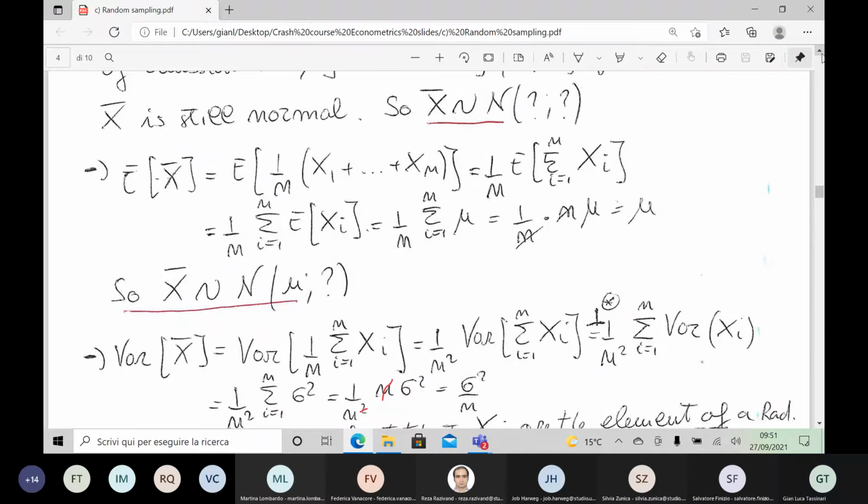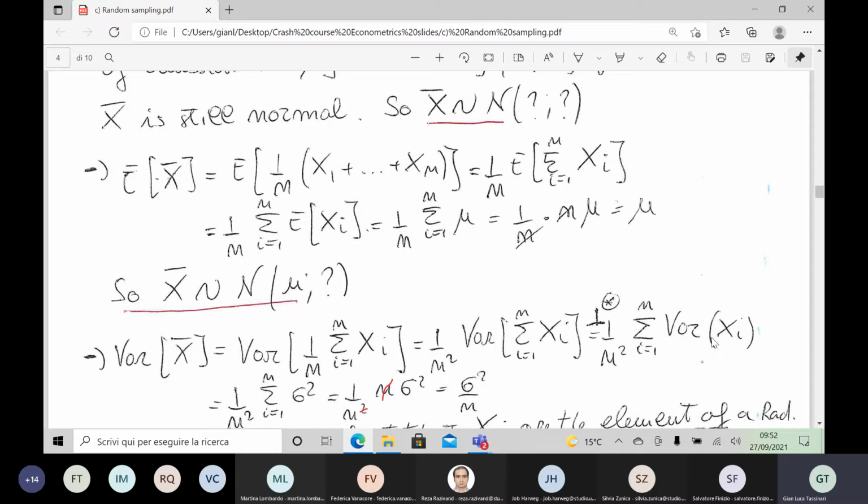However, what kind of random variables are the xi? The capital Xi are the elements of a random sample. By definition, they are independent. So since the xi are independent, we know that for sure all the covariances are equal to 0. Therefore, due to independence, the variance of the sum in this case is simply equal to the sum of the variances.